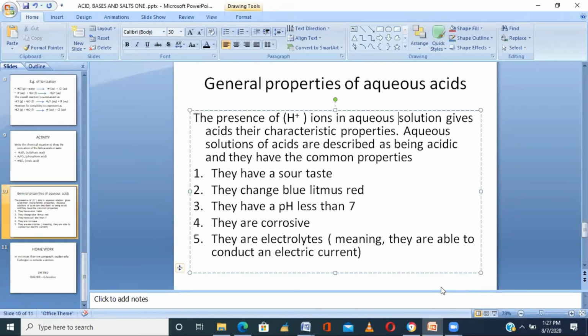They all have a sour taste. They change blue litmus red. We looked at pH in the lab. We know this. We saw this with our eyes. The blue litmus changed to red. It has a pH less than 7. You guys did this in Form 2. And that's something you're supposed to remember. All acids have a pH from 0 to 6.9. They're corrosive. We know that for sure. That's why when dealing with acids in the lab, we've got to make sure we have on our protective gear and so forth. And another important point is that they're electrolytes. So when acids are in the aqueous form, they're able to conduct an electric current. So those are the properties of acids. It's important you remember them.